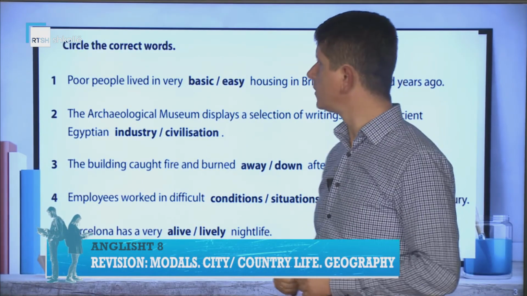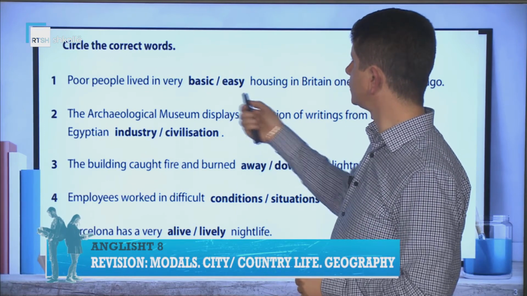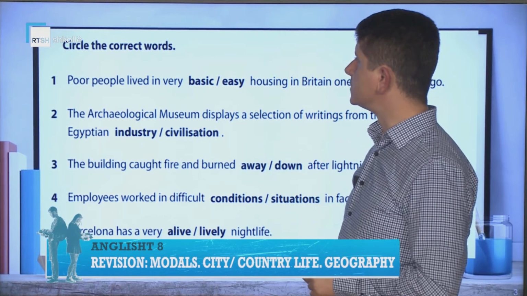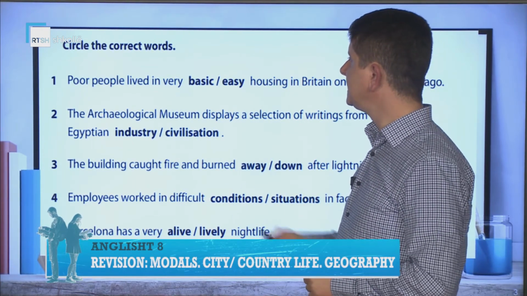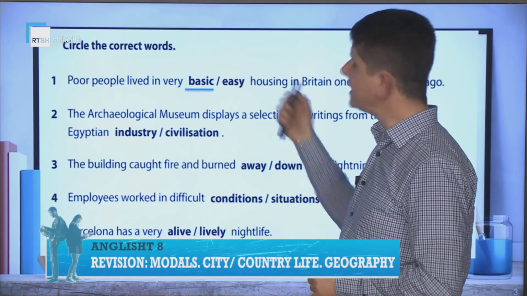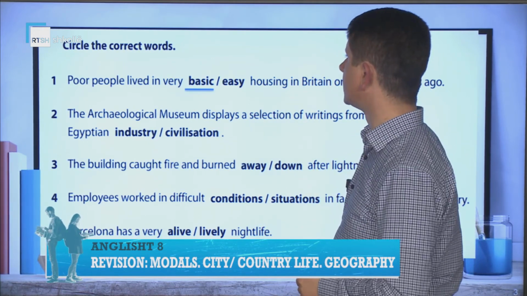In this exercise we are going to underline the correct words. It's an exercise related to vocabulary. Let's start with the first one. Poor people lived in very basic housing in Britain 100 years ago. In very basic housing, kushte bazë të pjake.